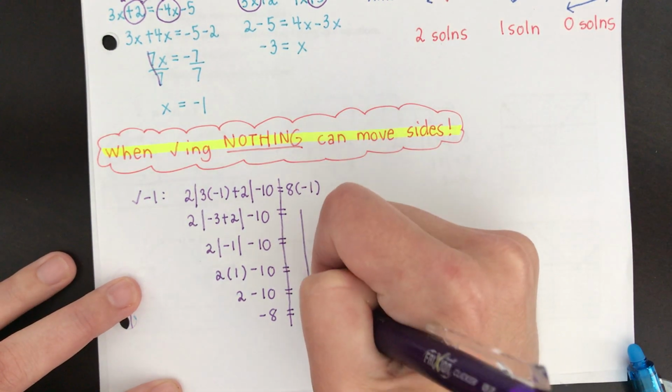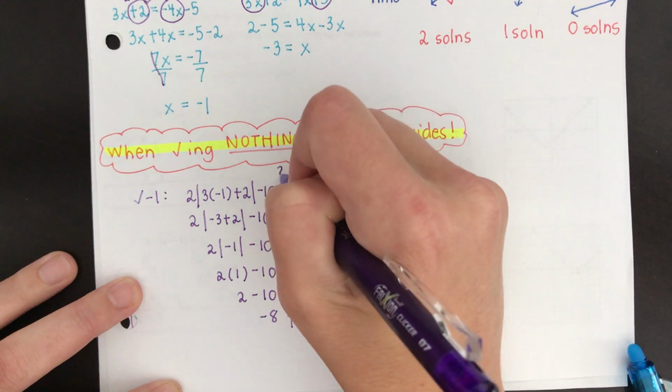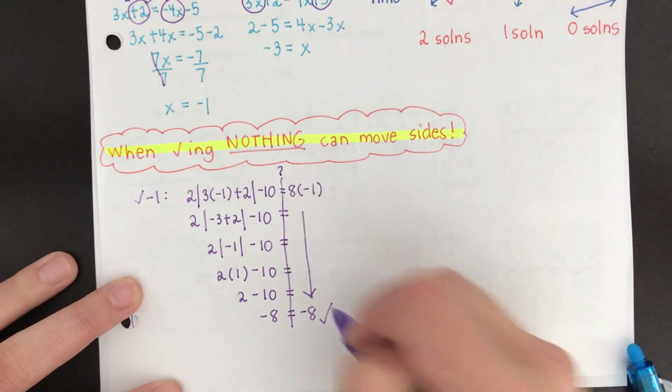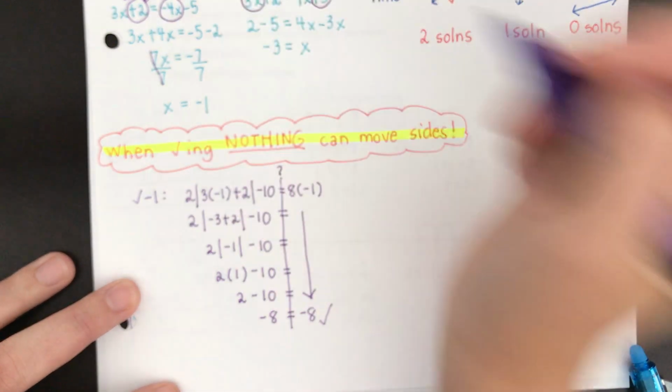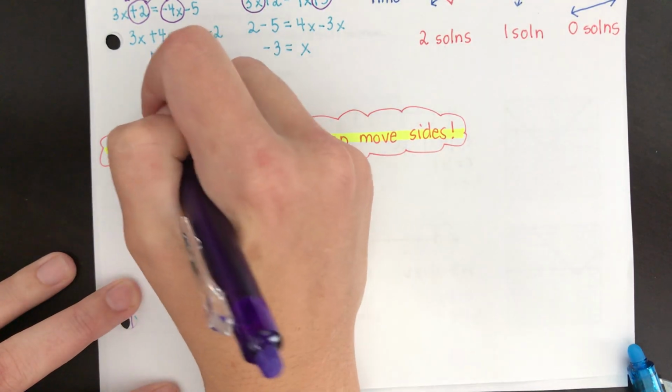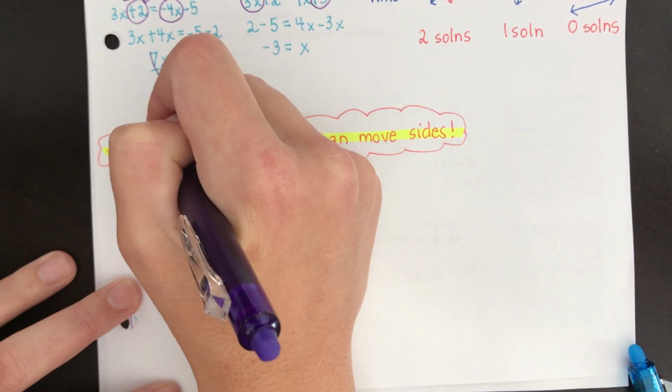So 8 times negative 1, is that negative 8? Oh, and I should have had my question mark here, shouldn't I? Bad me. Okay, yes, so we're good. So this answer is not extraneous. It's good. It's a true answer. I can go ahead and box it.